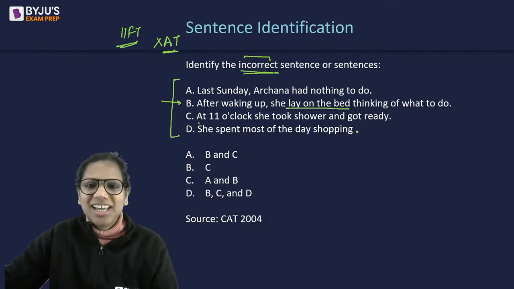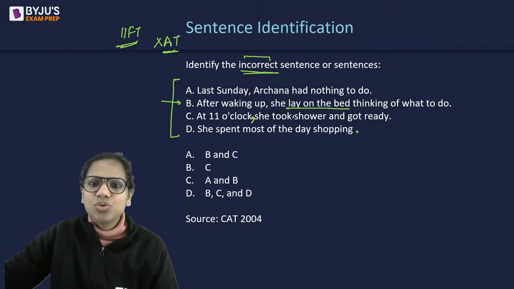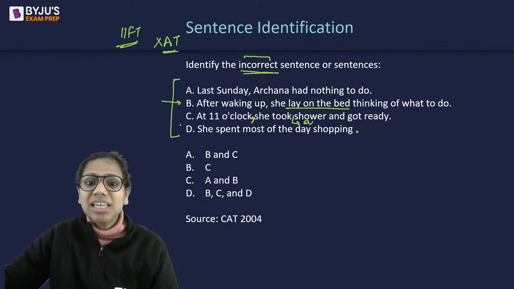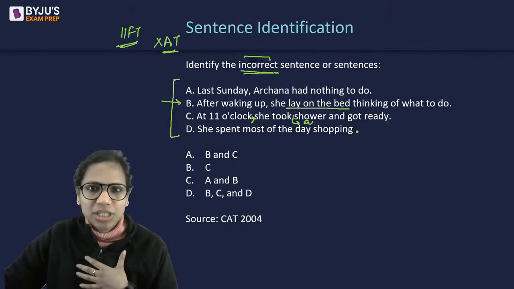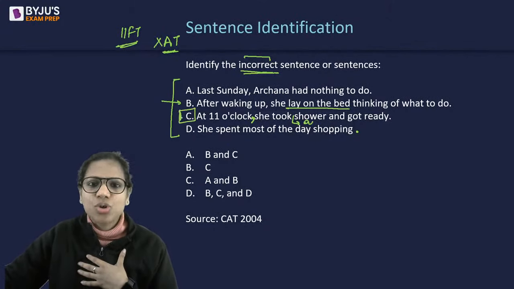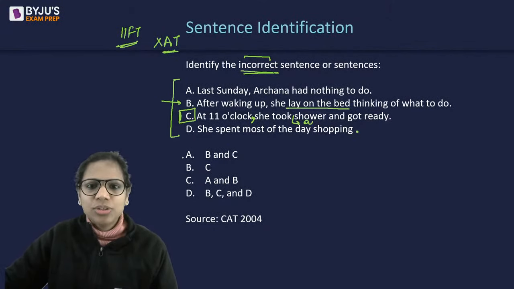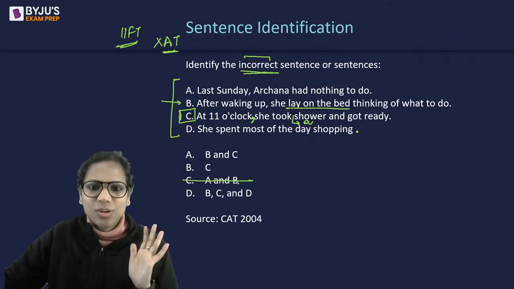All right. At 11 o'clock, she took shower and got ready. At 11 o'clock, there needed to be a comma first of all. At 11 o'clock, something happened. This entire thing happened at 11 o'clock. And usually we say she took a shower. She took a shower and got ready. Right? So C is definitely erroneous. There were glaring errors in C, if you ask me. As a student, I saw glaring errors in C. So I knew that option C is out of the window.